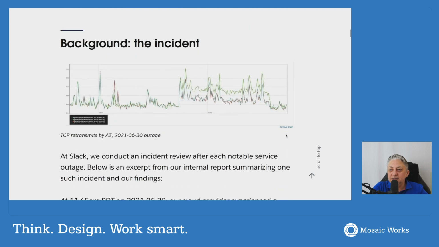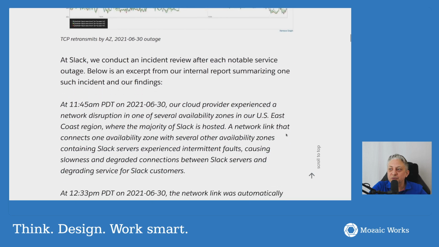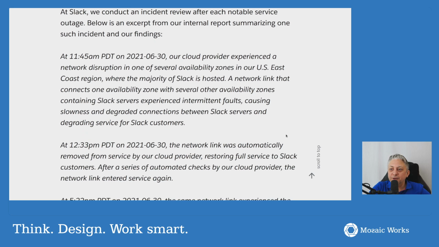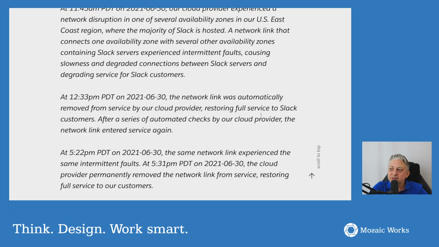So background, the incident. At Slack we conduct an incident review after each notable service outage. Below is an excerpt from our internal report summarizing one such incident and our findings. At 11:45 a.m. PDT on 30 June 2021, our cloud provider experienced a network disruption in one of several availability zones in our US East Coast region, where the majority of Slack is hosted. A network link that connects one availability zone with several other availability zones containing Slack servers experienced intermittent faults, causing slowness and degrading connections between Slack servers and degrading service for Slack customers.